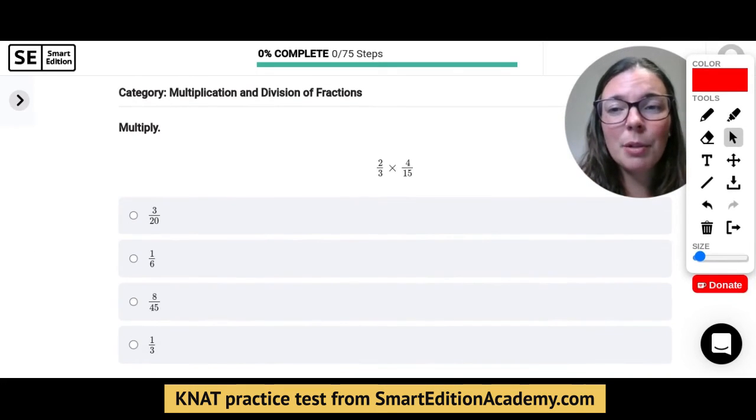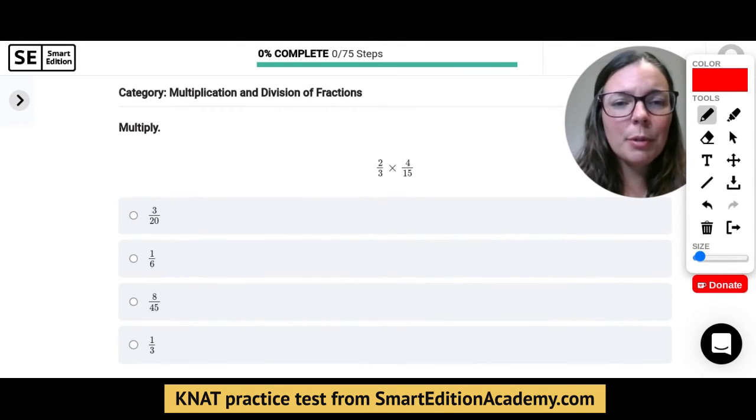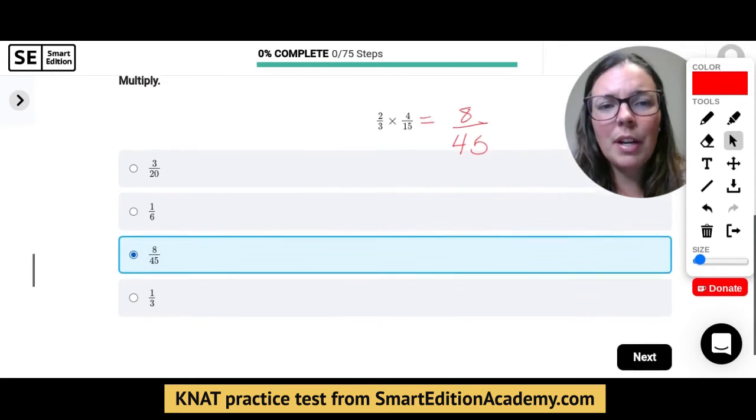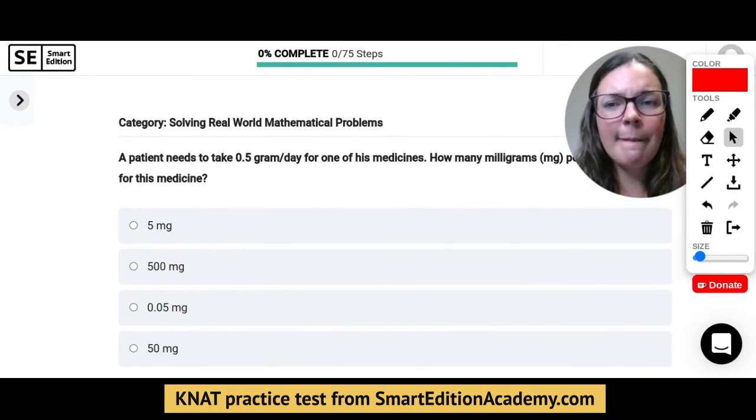All right, let's multiply some fractions. 2/3 times 4/15. Okay, so pretty straightforward. We're just going to multiply across the top. 2 times 4 is 8. And across the bottom, 3 times 15 is 45. 8 45ths. Can't simplify, so we're done.